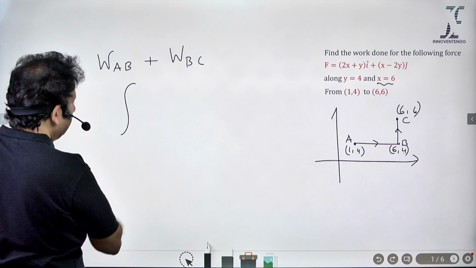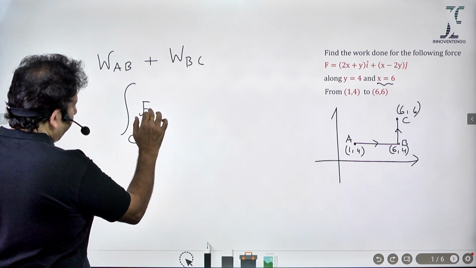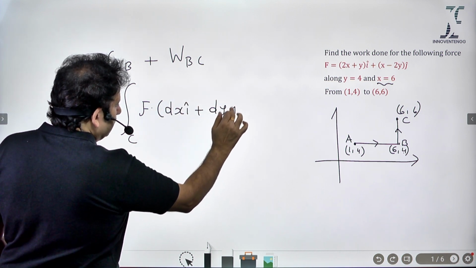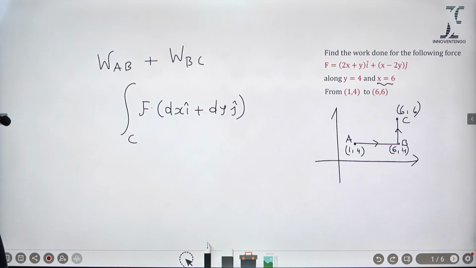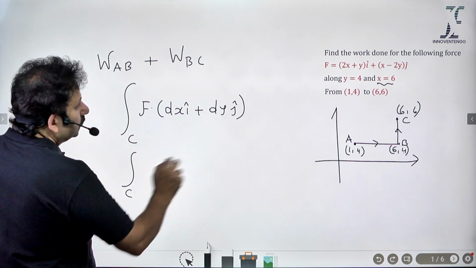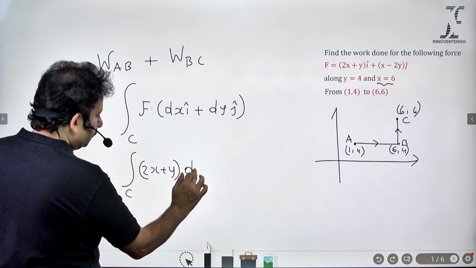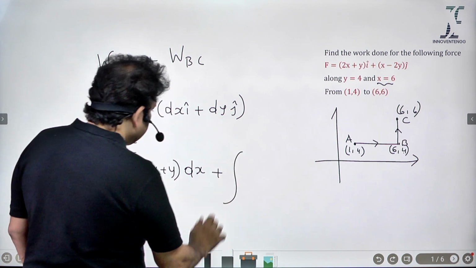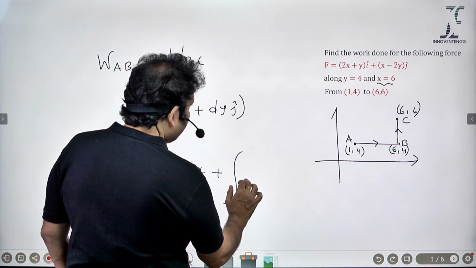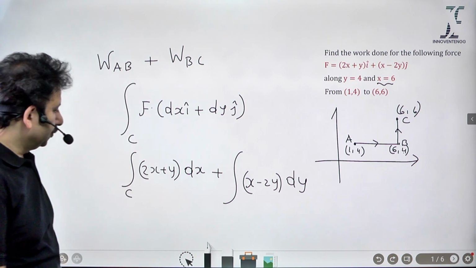So what is the expression for the line integral? If C is the curve or the path over which you are integrating, then it is F dotted with dx i plus dy j. Now I will get the two components as usual. The first component is (2x plus y) dx, plus, if I take the dot with dy j, I would get (x minus 2y) dy. Right? I'll get these two integrals.